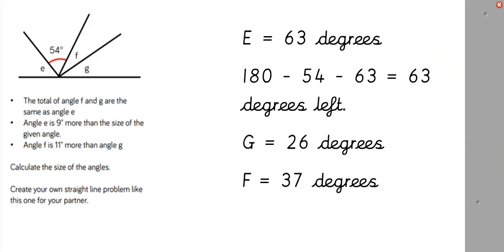If you would like a further challenge, I would like you to create your own problem like this one for a partner to do. This may be an adult in your house, or you could send them to me and get me to have a go at them. Make sure you write down some instructions as well as giving a diagram to show what it would look like.